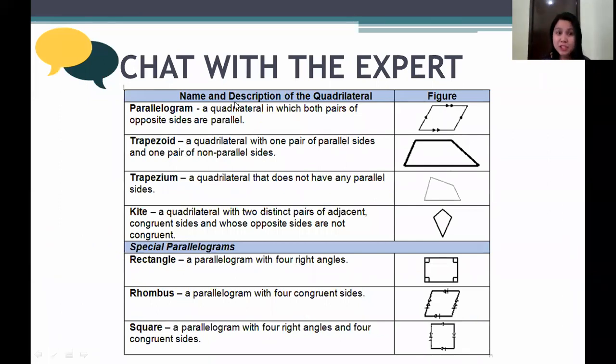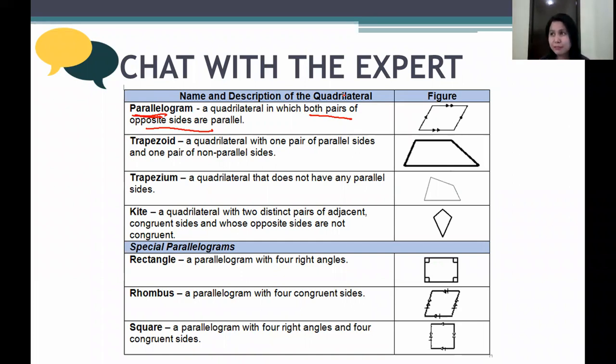Now, let's have some basic names for the quadrilaterals. Let's have the first one. It's called a parallelogram. Based on the name, parallel. It means both pairs of opposite sides are parallel. What are parallel lines? These are two lines on the same plane that no matter how long they go, they will never meet.